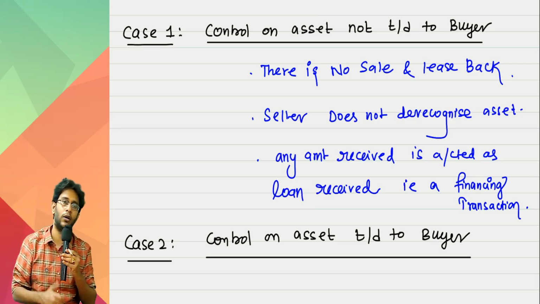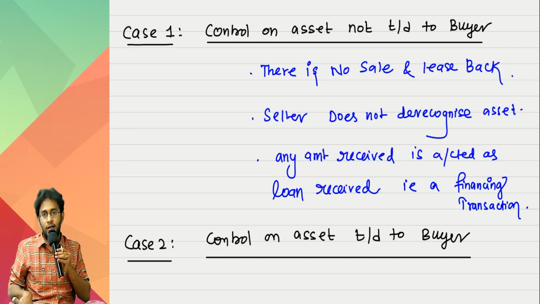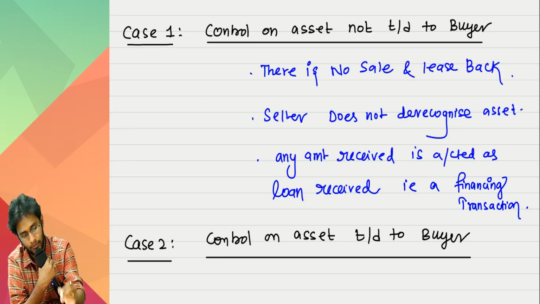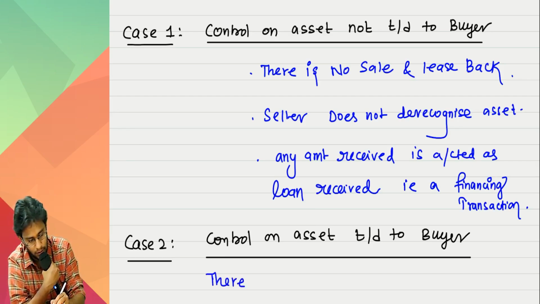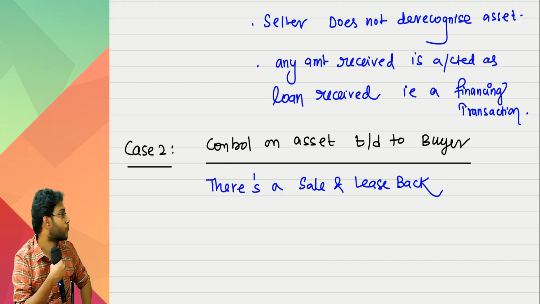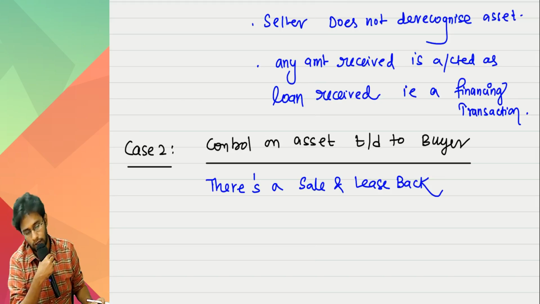Since the control of the asset is transferred to the buyer, definitely there is a sale. And now that there is a lease also, a lease back, there is a sale and lease back to be accounted for. Now, how are we going to account this?